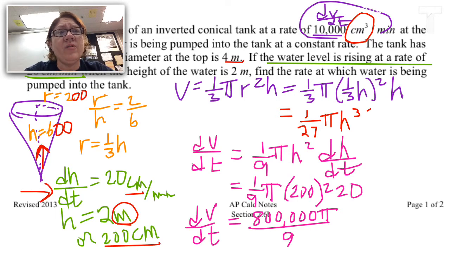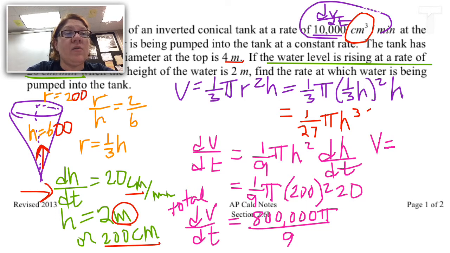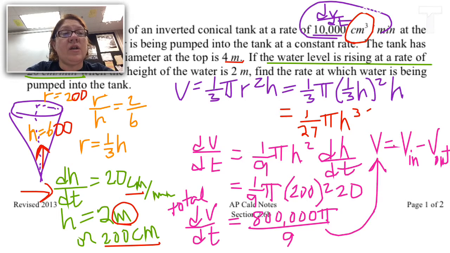Well, here's what I have to remember. Two things are happening simultaneously. I have water leaking out at the same time water is being pumped in. So right now, this is my total change in volume. But if I think about that, the change in volume would actually equal the amount being pumped in minus the stuff that's being pumped out. So I know the change in the total. I have to figure out what's the change in the amount in, what's the change in the amount out.